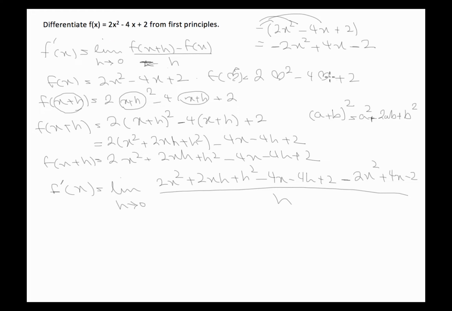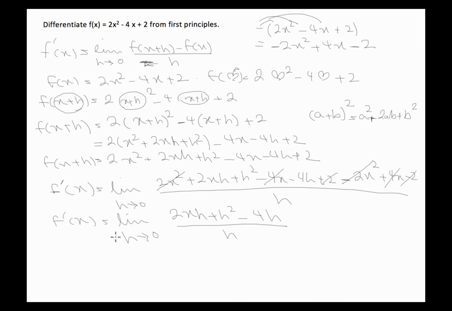Now try to simplify this as much as possible. So we cancel terms that we can. 2x squared cancels with minus 2x squared. Minus 4x cancels with 4x. 2 cancels with minus 2. And so what we have now is f dash of x is equal to the limit as h goes to 0 of 2xh plus h squared minus 4h, over h.